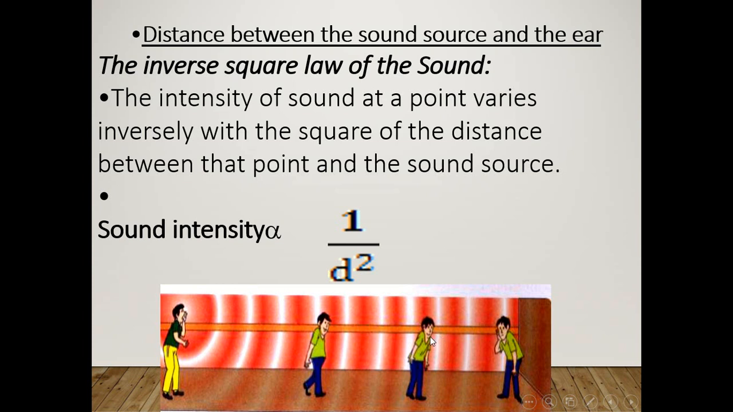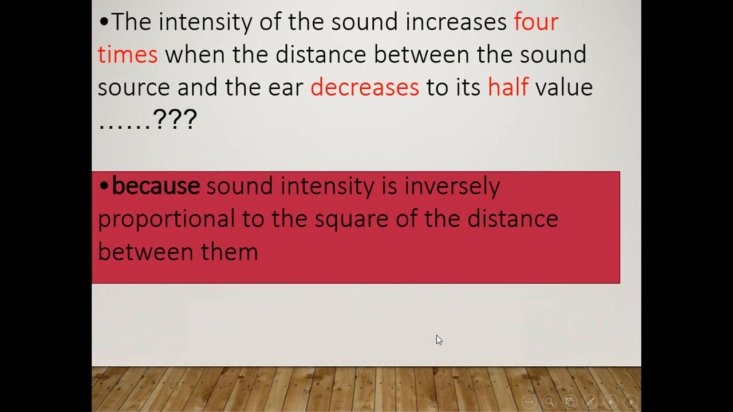And so, when we say the intensity of the sound increases 4 times when the distance between the sound source and the ear decreases to the half, why? We will answer: because the sound intensity is inversely proportional to the square of the distance between them. Again, why does the sound intensity increase 4 times when the distance decreases to the half? Because the sound intensity is inversely proportional to the square of the distance.